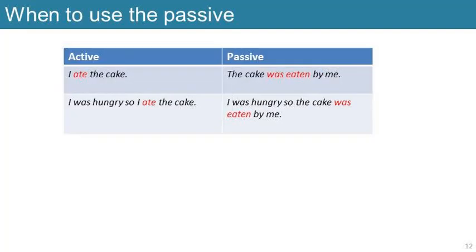Now, in the case of the sentence "the cake was eaten by me," the use of the passive certainly seems weaker than the active, "I ate the cake." But there are several contexts in which a passive construction may be the better choice.